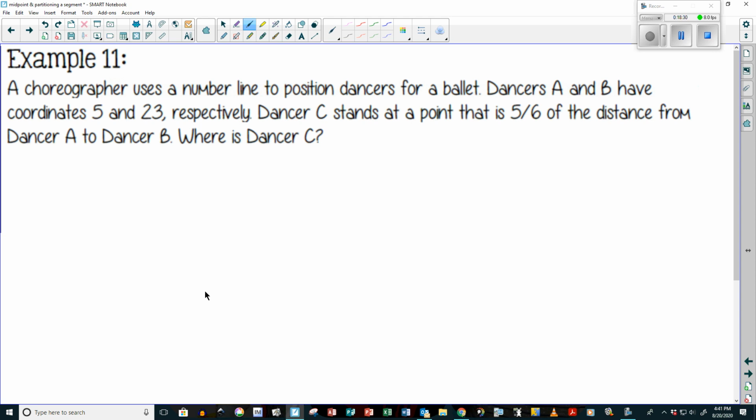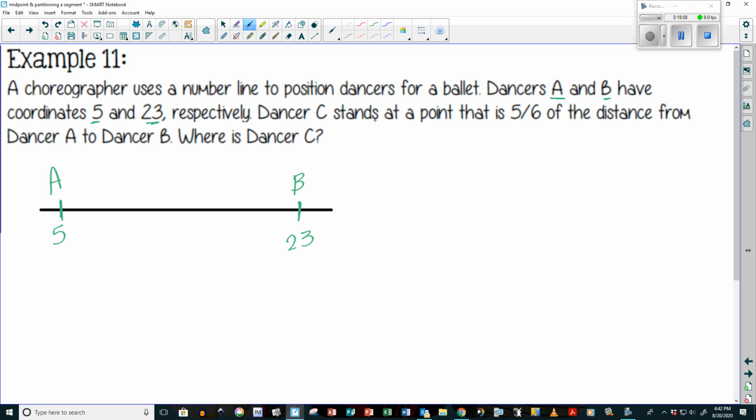All right, last one. So a choreographer uses a number line to position dancers for ballet. Dancers A and B have coordinates 5 and 23. So they didn't give us the picture this time. So just draw a number line. It doesn't have to be perfect. So I'm going to say, okay, 5 is here. 23 is here. It says A and B. Respectively means if I list A first, then the first number goes with A. B comes second, so the second number goes with B. Respectively just means they line up in a list.